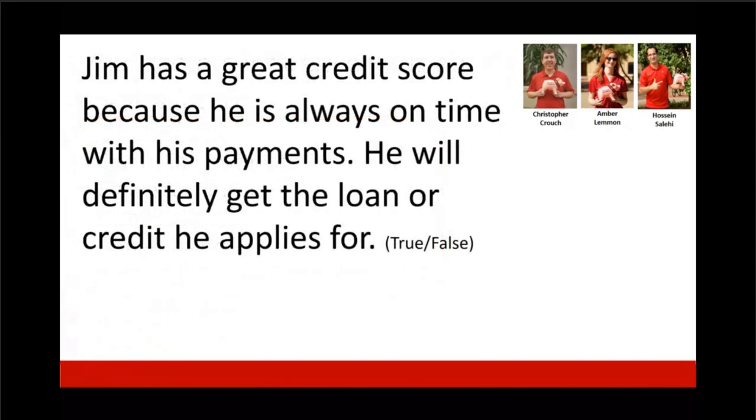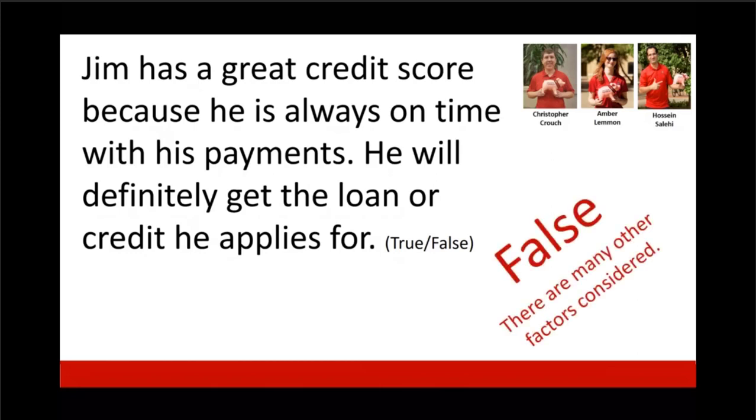All right, so these are the important points that may impact your ability to get a loan. So next question. Jim has a great credit score because he's always on time with his payments. He will definitely get the loan or credit he applies for. Is it true or false? False, that's right. Why is it false? Because it depends on many other factors. So having a good payment history is one of them, right? Not everything.